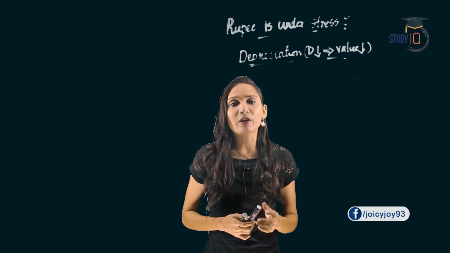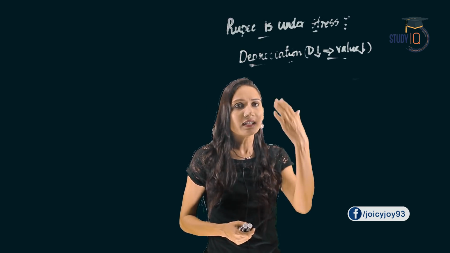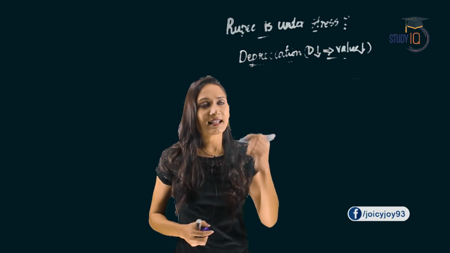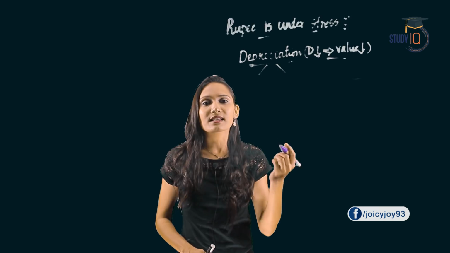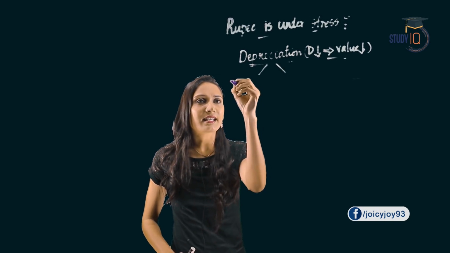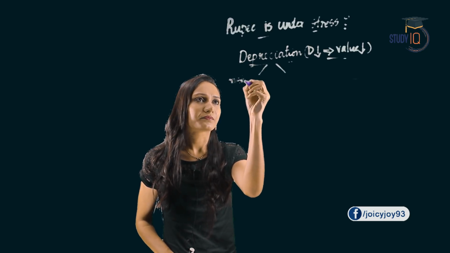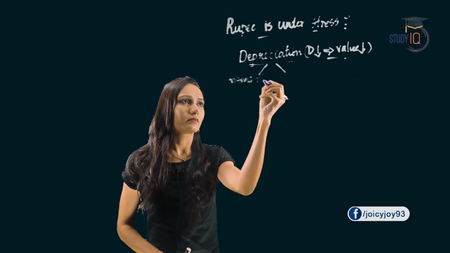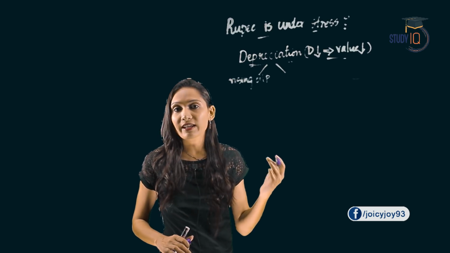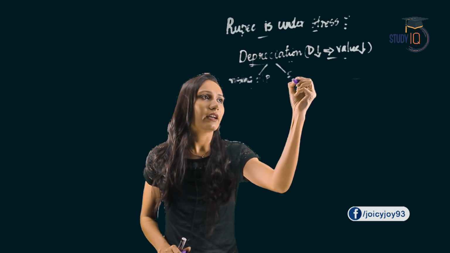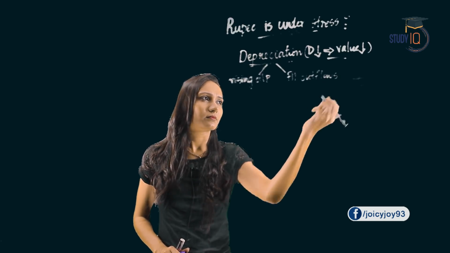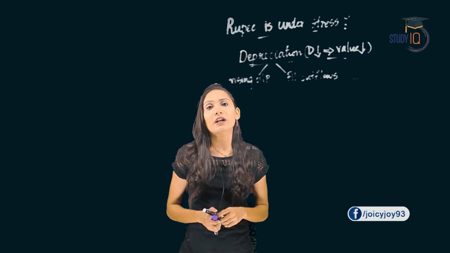So in the current context, let us see what are the reasons for the depreciation of the Indian rupee. In the current scenario, there are mainly two reasons accounting for the depreciation of the Indian currency. The first is rising oil prices and the second is increasing FII outflows. Let us see the reasons one by one.